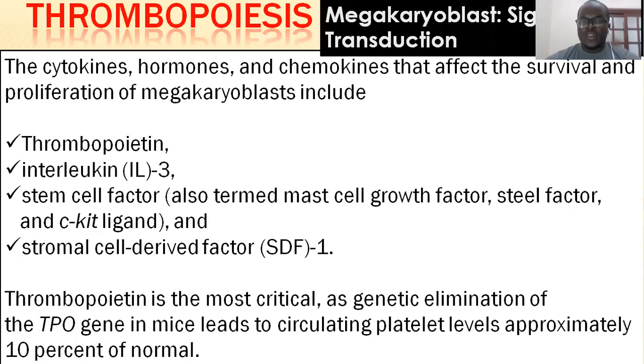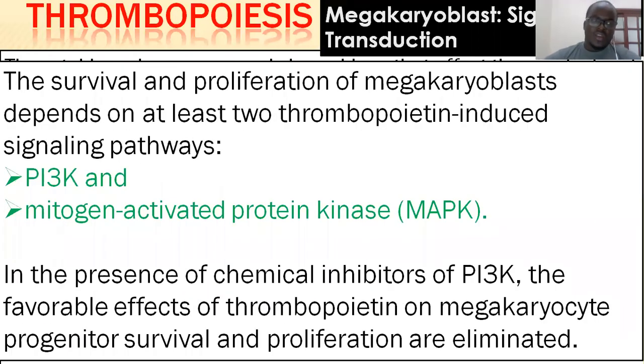So, megakaryoblast signal transduction: how do these cytokines stimulate the megakaryoblast to undergo differentiation? The survival and proliferation of megakaryoblasts depends on at least two thrombopoietin-induced signaling pathways. When thrombopoietin binds to thrombopoietin receptors within these megakaryoblasts, it triggers a signaling pathway inside the megakaryoblast. Two signaling pathways will be activated: the PI3K pathway, and the mitogen-activated protein kinase, also called the MAPK. So these pathways will be activated.